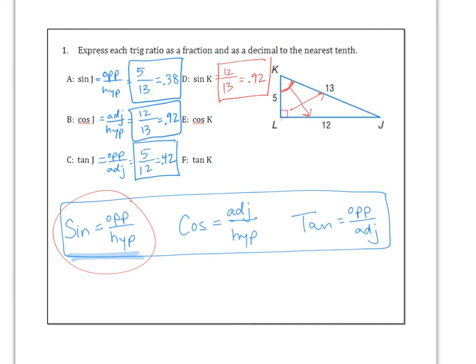Why don't you pause the video and try E and F. See if you can get these last two. So cosine K should be adjacent over hypotenuse, which is 5/13, which is 0.38. And tangent of K should be opposite over adjacent, which is 12 over 5. If I type that in my calculator, I get 2.4. Cool. Let's try one more.